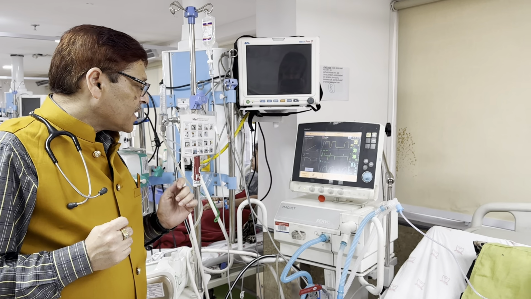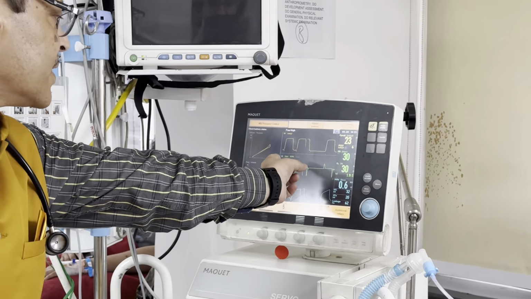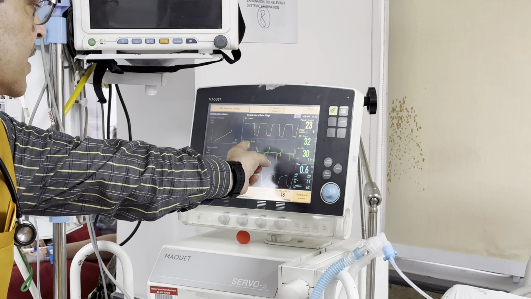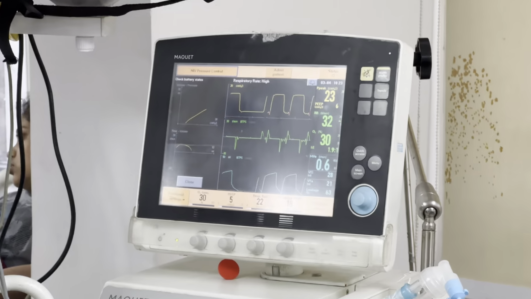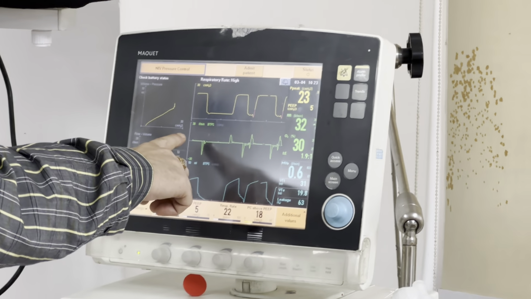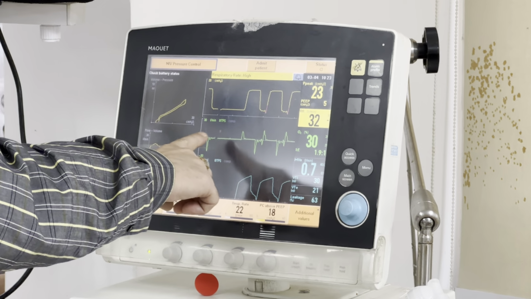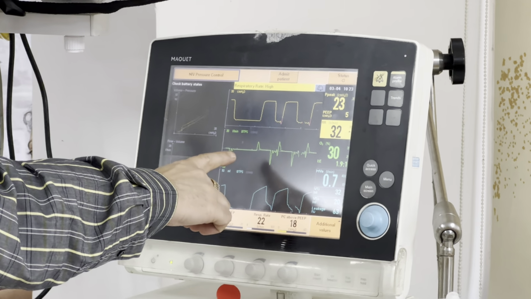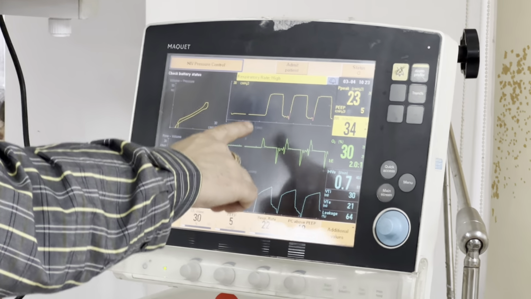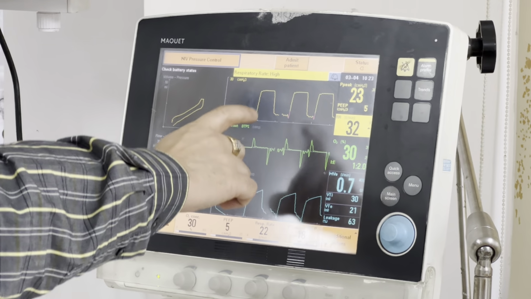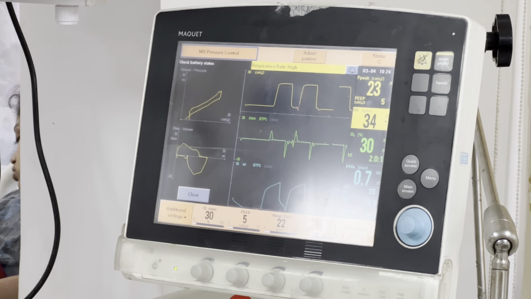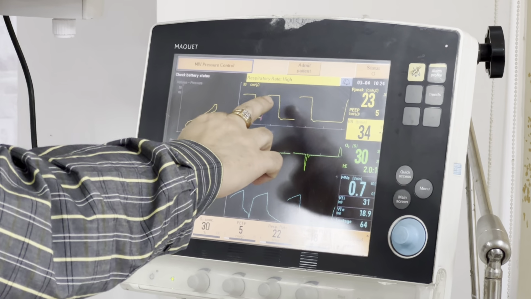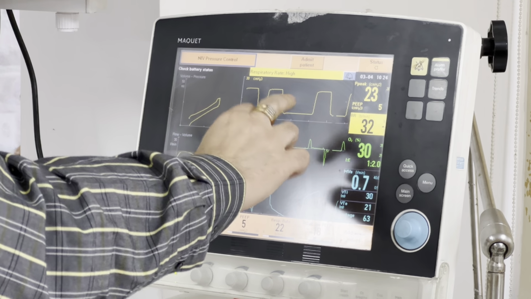Start with scalars. There are 3 scalars. In the mid, this is the flow time. On the x-axis there is time. In the mid it is flow time. Above it is pressure time. Below it is volume time. We can see this square shaped. This is the graph of scalars.